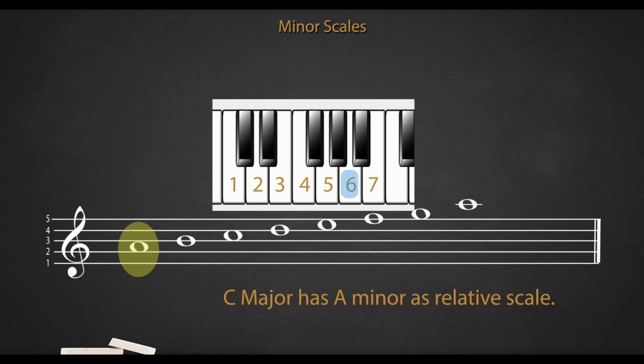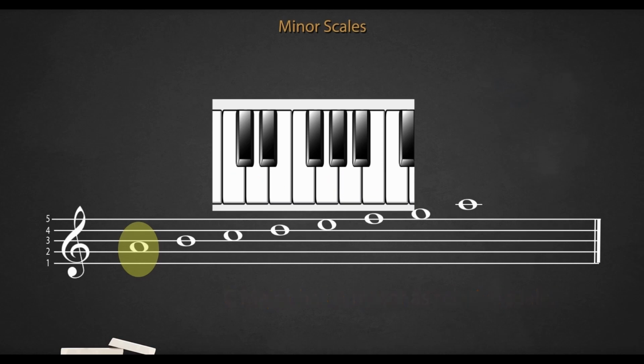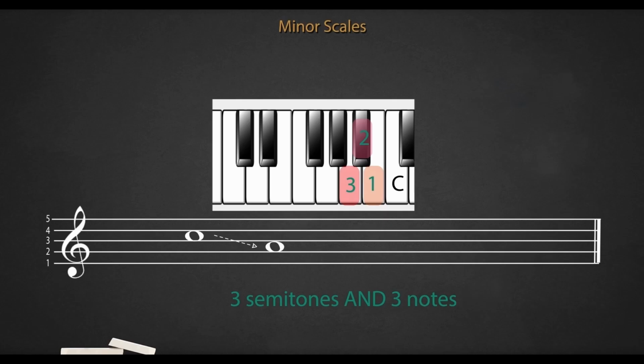One more way to find the relative scale is to descend from the tonic of the major scale 3 semitones. But watch out, and 3 notes, C, B, A. If we go in reverse from the tonic of the minor scale, we will go up 3 semitones and 3 notes to find the relative major.